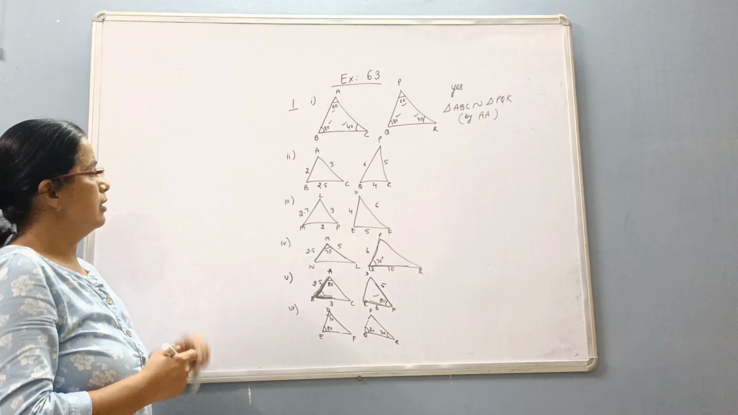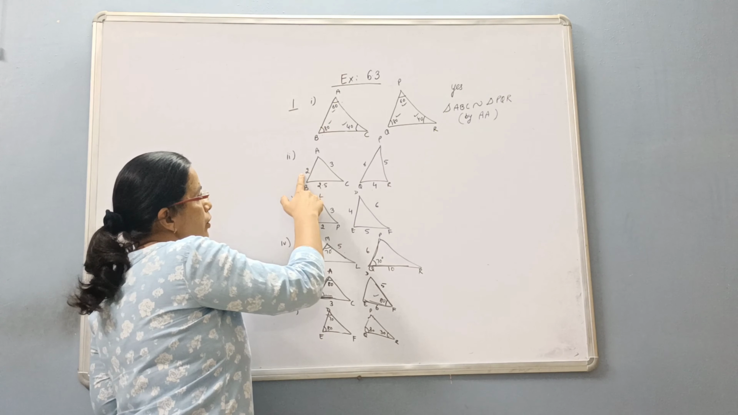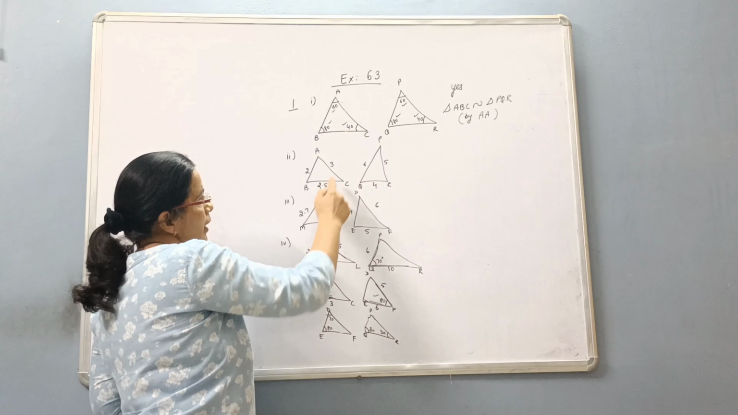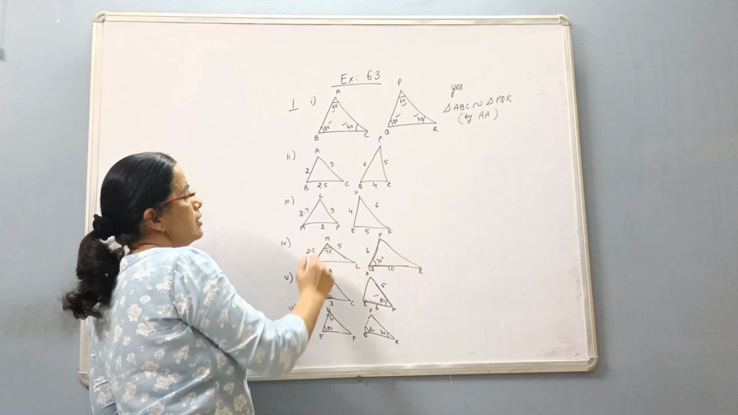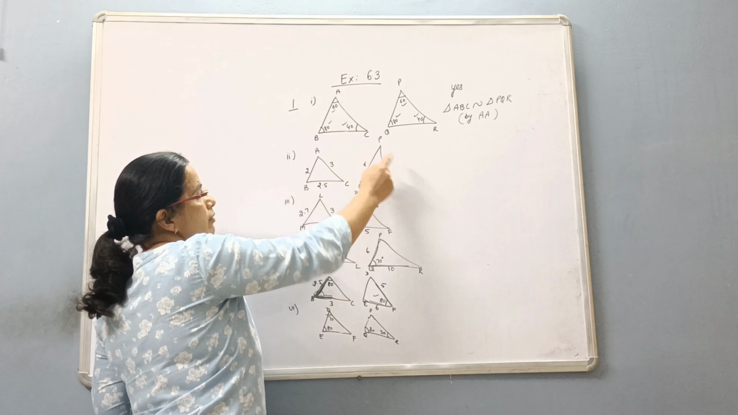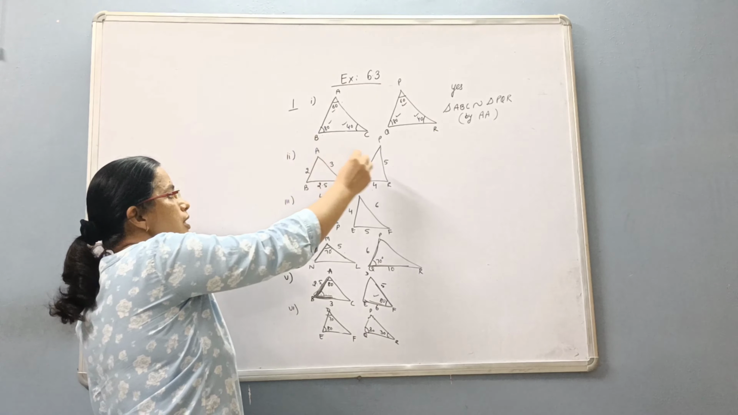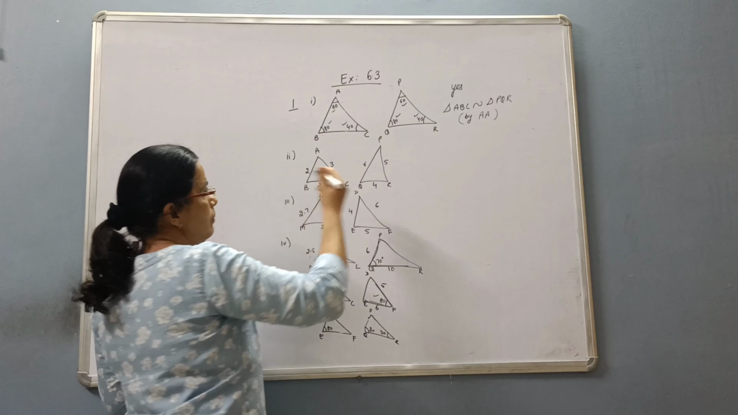Okay. So let's come to figure number 2. In figure number 2, see, AB is 2, QR is 4. So 2 2s are 4. AC is 3, PQ is 6. 3 2s are 6. BC is 2.5 and PR is 5. 2.5 2s are 5. It means all the sides of triangle PQR are double of the sides of triangle ABC.